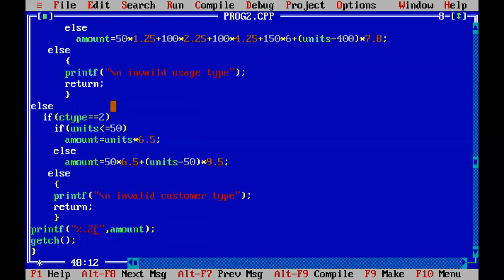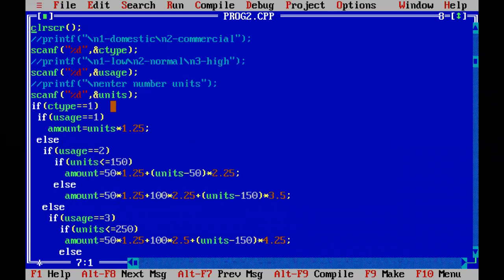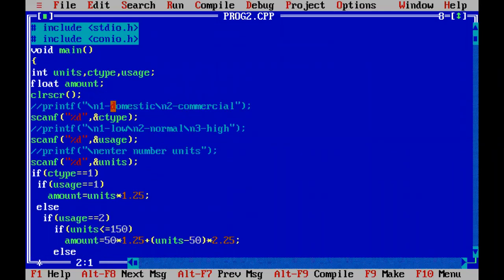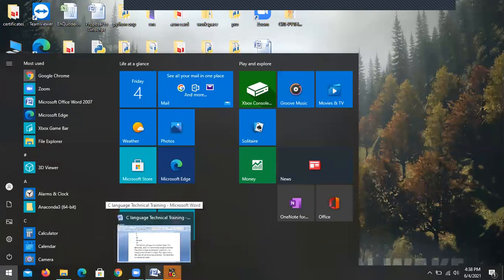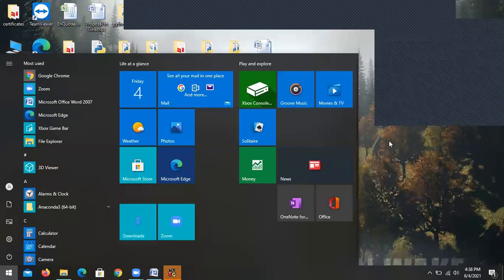So like this, we can generate the power bill at present. So this is the syntax. This is the format. You have to develop a program like that. So this is the syntax and this is the solution. Okay. Tomorrow we discuss one more topic.